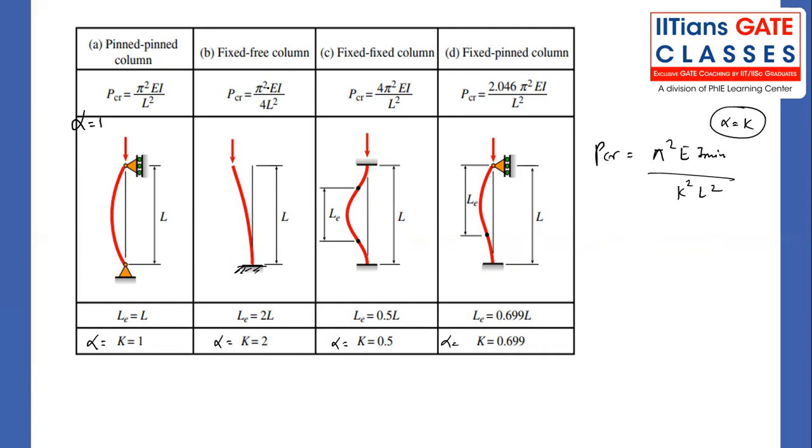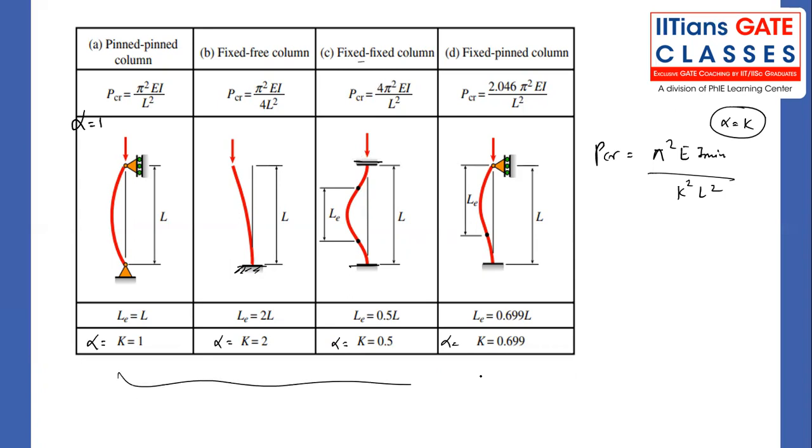For fixed, like a cantilever support, and the free end, the effective length will be 2L and the critical load will be 1/4, right? When you free the support on the top side, we don't have support. A little bit of load you'll require to buckle it. That's why it is getting reduced to 1/4. For a fixed column, a lot of load you need to apply. That's why it is 4 times.